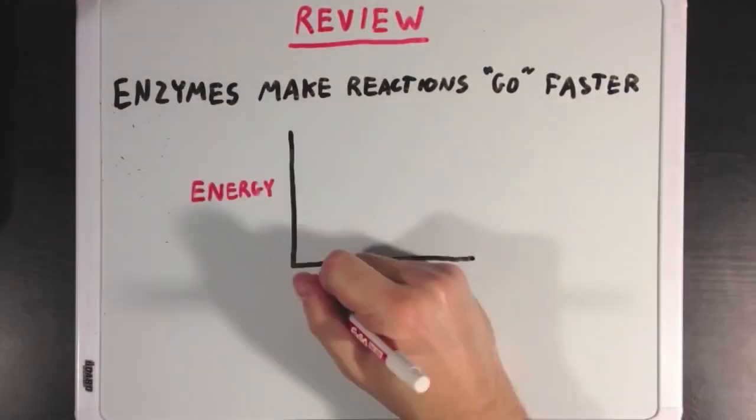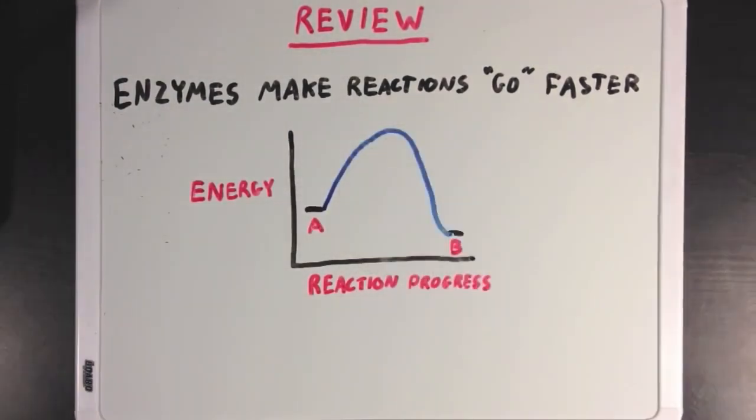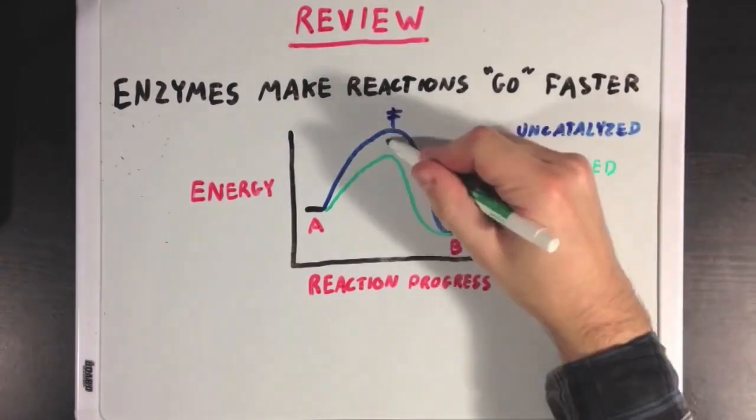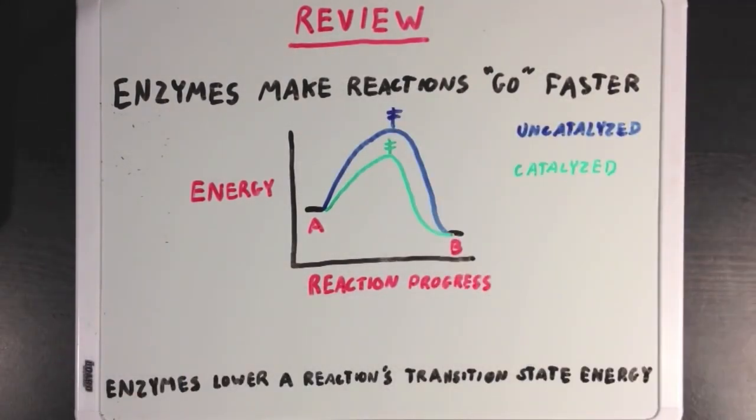And when you look at a reaction on a reaction coordinate diagram, you'd see that the catalyzed reaction would have a much smaller activation energy than the uncatalyzed one. Also remember that because of this, the energy of the catalyzed reaction's transition state is far lower than the energy of the uncatalyzed reaction's transition state.